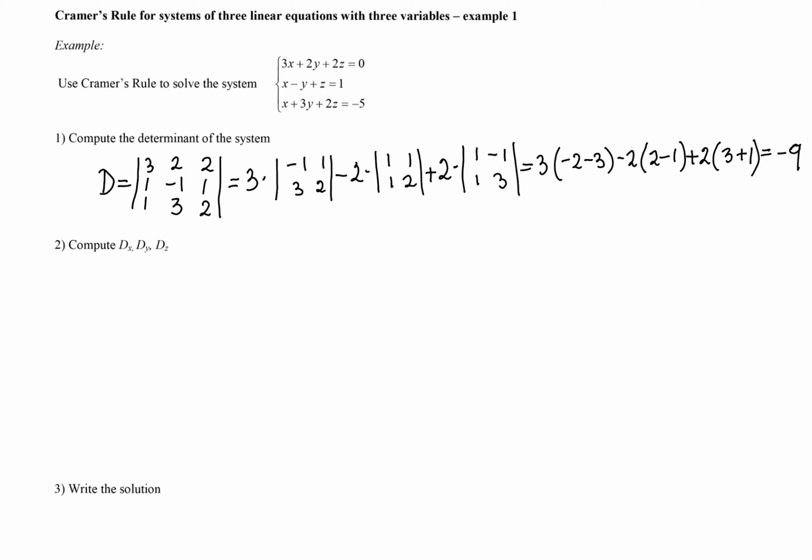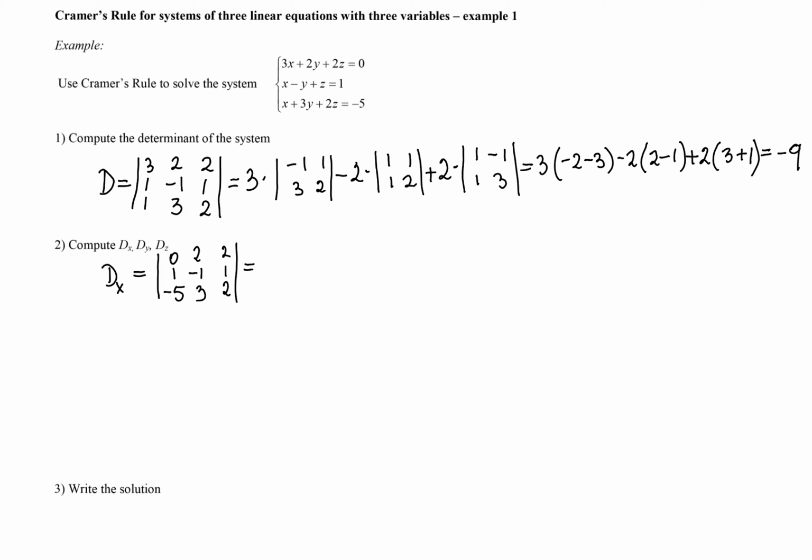So the main determinant is different from 0, and therefore, according to Cramer's rule, the system has exactly one solution. To find it, we need to find the determinants dx, dy, and dz. Determinant dx is obtained from the main determinant by replacing the column of x coefficients by the numbers on the right-hand side. So the 0, 1, and -5 go into the first column, and the second and third columns are unchanged.